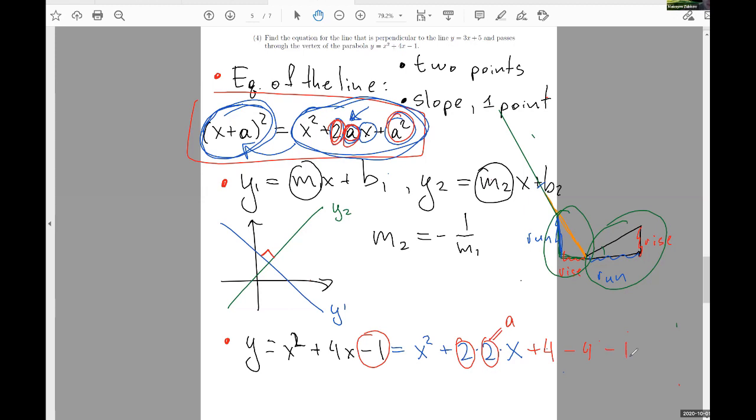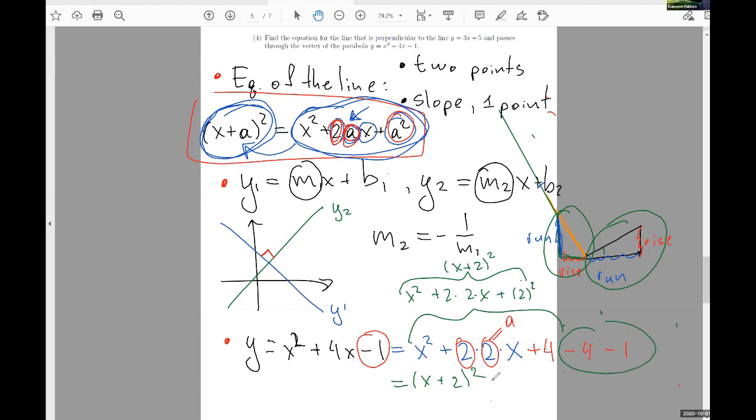Then this part over here is exactly equal to x squared + 2 times 2x + 2 squared, which is equal to (x + 2) squared. And then -4 - 1 is equal to -5. So my vertex form for this parabola is equal to this expression. So right now I have this equation.